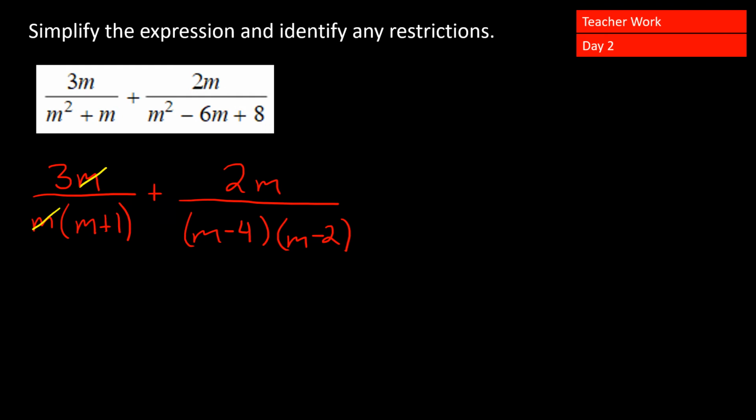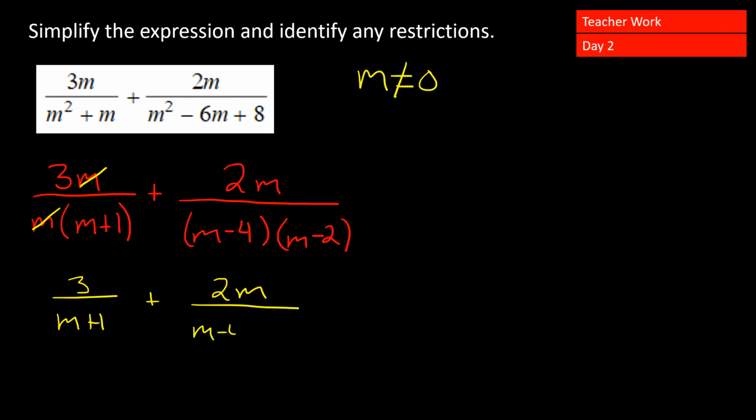We need to start making a list of what values m cannot be. So m cannot be 0. Even though we're simplifying them out, it can't be 0. As soon as you eliminate them, you've got to take them out of the equation. Okay, so then we're going to be left with 3 over m plus 1 plus 2m over m minus 4 times m minus 2.